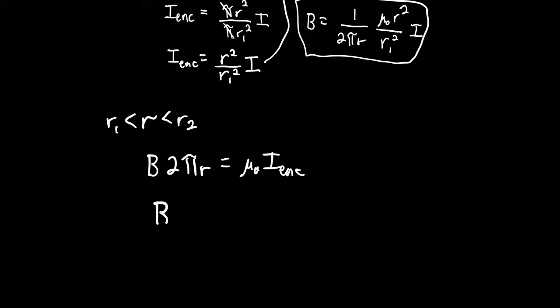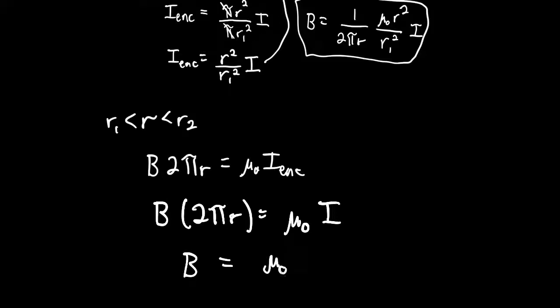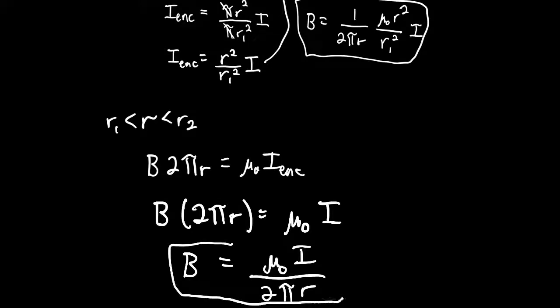So this is B times 2 pi R equals mu naught times I. So B is mu naught times I divided by 2 times pi times R. Done. That's not so bad, right? That was pretty easy.